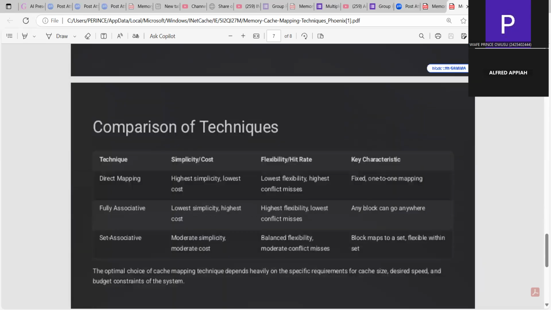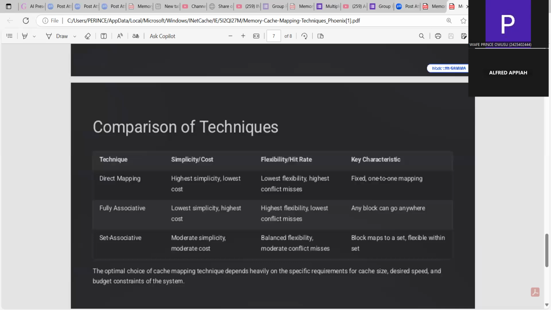Moving to the next slide. So, a comparison of the techniques. You have the technique, the simplicity, the flexibility, and the key characteristics. Under the technique, we have direct mapping, fully associative, and set associative. For the simplicity, we have highest simplicity and lowest cost, lowest simplicity and highest cost, and moderate simplicity and moderate cost. For the flexibility, we have lowest flexibility, highest flexibility, and balanced flexibility.